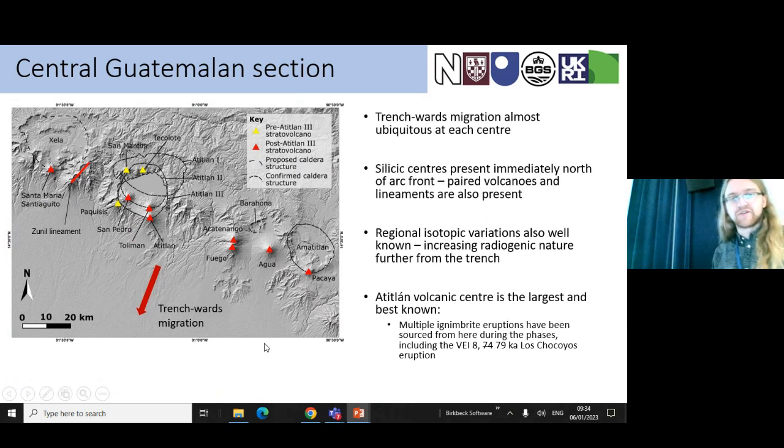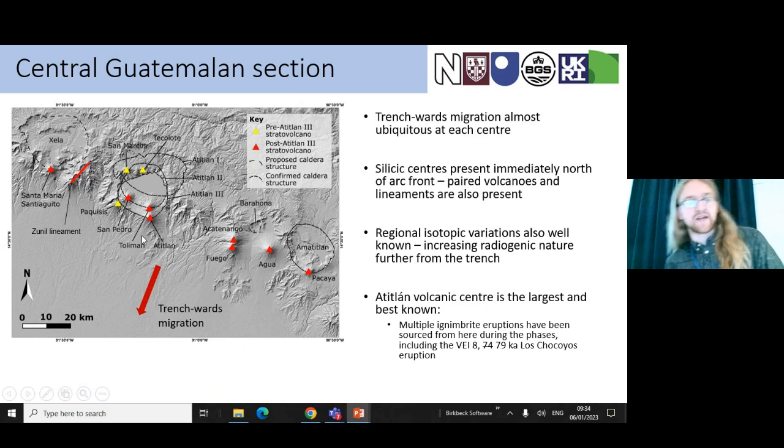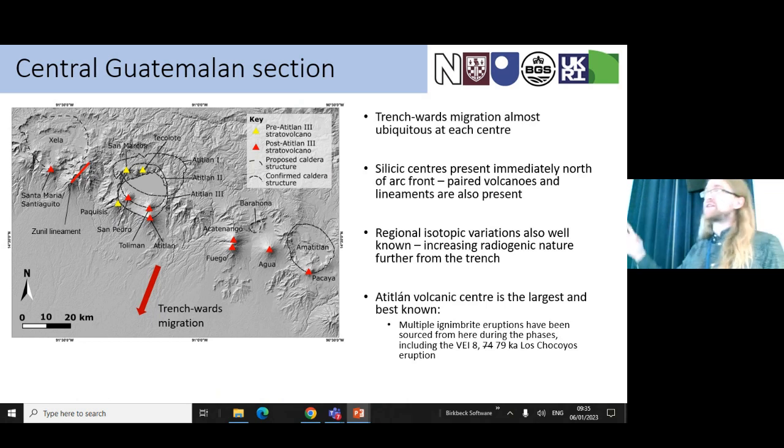So this is a zoom in on the central Guatemalan section. Here, trench-wood migration is ubiquitous at almost every centre that we see. This is present either as paired volcanic edifices, like Fuego, which is probably the most famous paired volcanic edifice in the world, but we also have the Tolimán and Atitlán pair and the Santa María Santiaguito pair. This migration trend is also present in some lineaments, so there are chains of volcanoes, such as the Zunil one. And finally, we see migration occurring where we have large silicic centres that are immediately to the north of the presently active arc front.